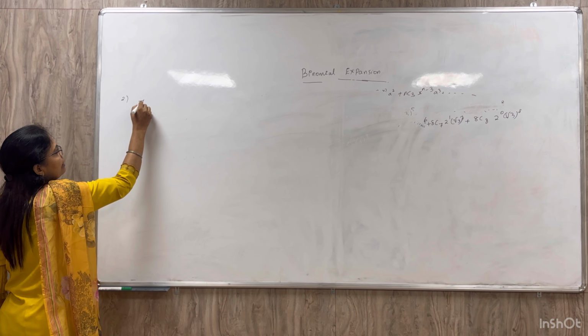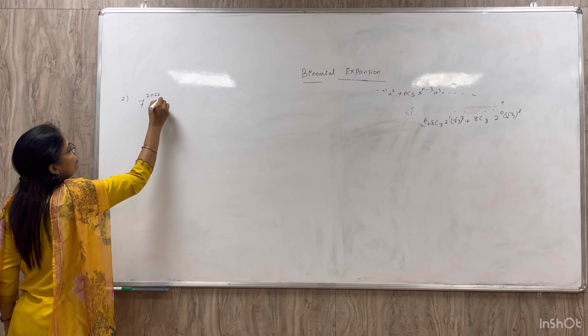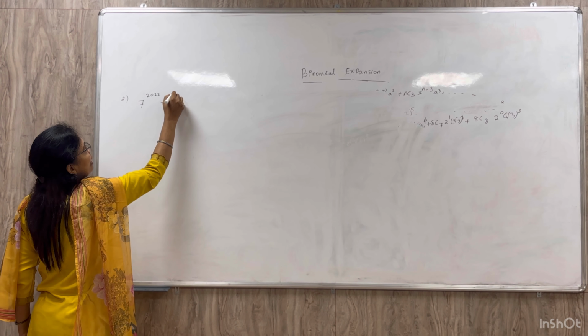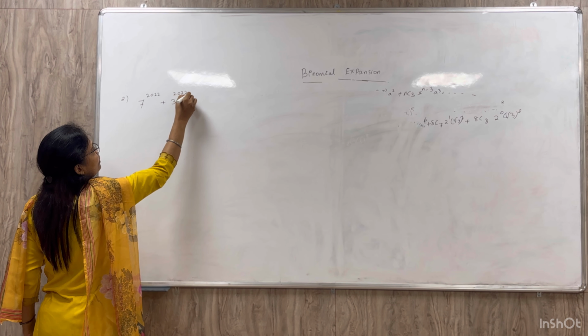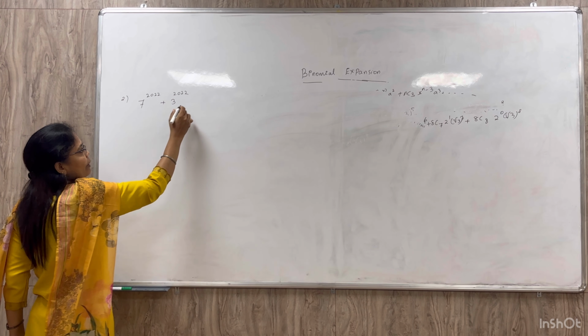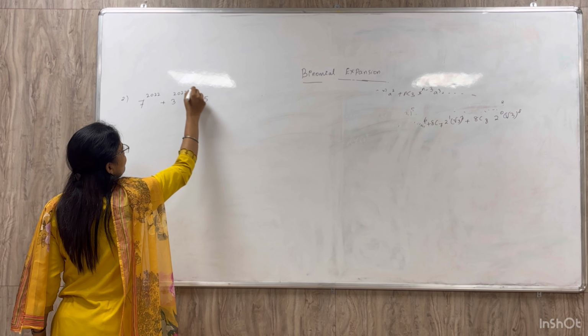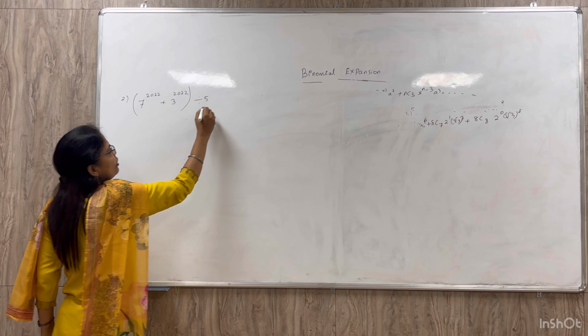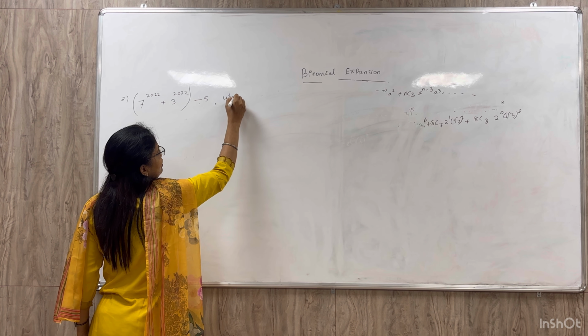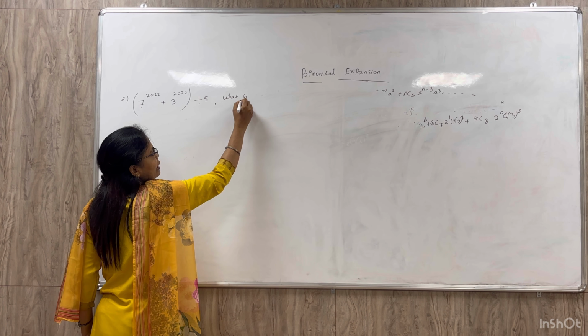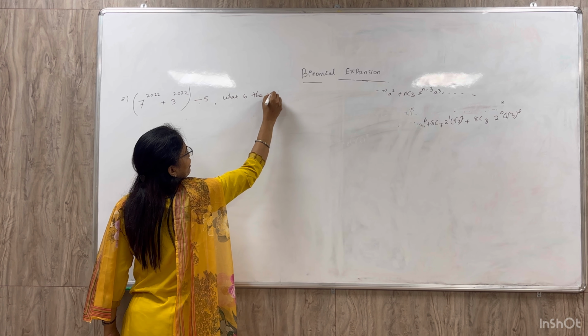Okay. Next, I will go to one algebraic expression. 7 to the power 2022 plus 3 power 2022. This entire term is divided by 5. What is the remainder? This is the question. This is also a single type answer.